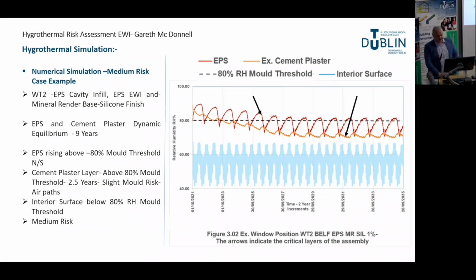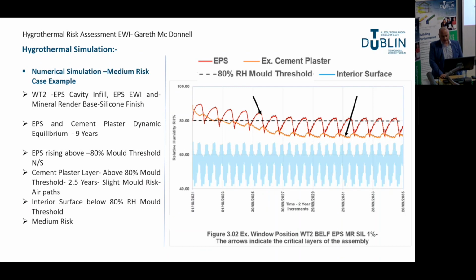This is a medium risk example that includes wall type 2 with EPS cavity infill, EPS external wall insulation, and a mineral render base with a silicone finish. The EPS and external cement plaster layers reach equilibrium after 9 years. The relative humidity levels of the plaster layer remain above the 80% threshold for 2.5 years. The EPS layer rising above 80% is not significant as mold in this layer is not a risk factor.